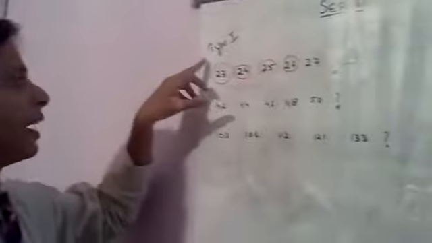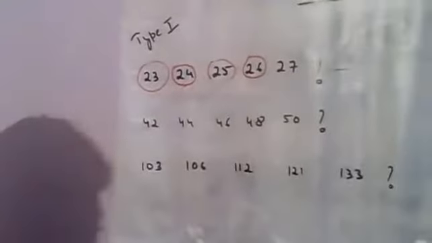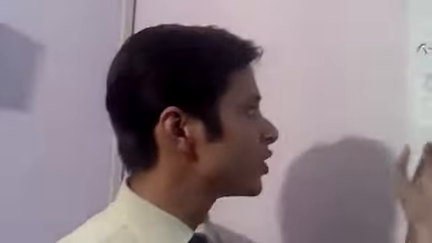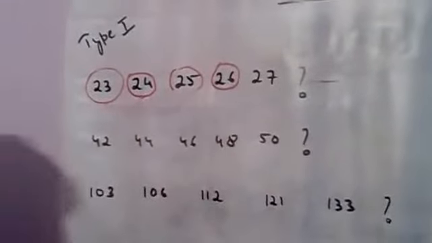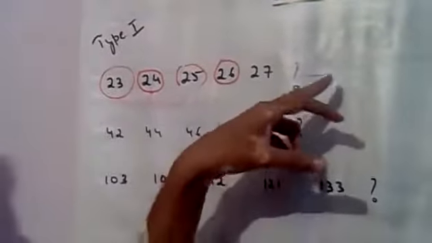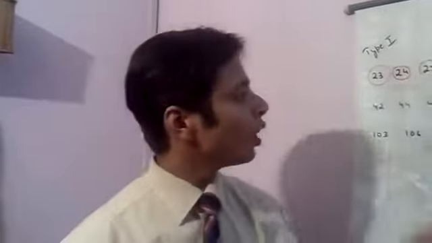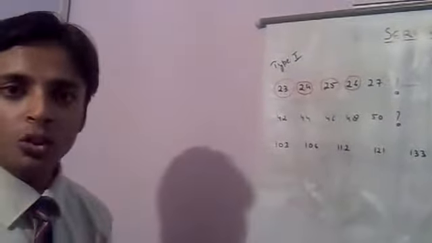This is the first type that I have taken. The first type are the very basic questions, which form the basics of the reasoning of series. Let's check out the first question: 23, 24, 25, 26, 27, and a question mark. Here we have to find what the next number at the place of the question mark would be. Friends, in the examination you would be given probably 4 or 5 options, and you would have to choose from those options. So let's see how we can solve these questions.